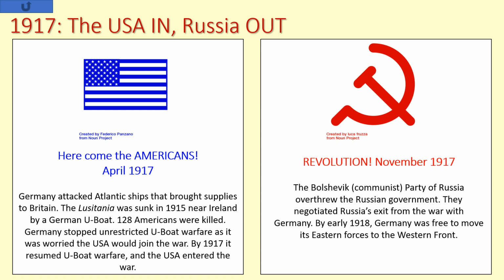However, these secret talks are uncovered by the Americans, who then, along with the continued attacks on their ships, decide that they have little option but to get involved.